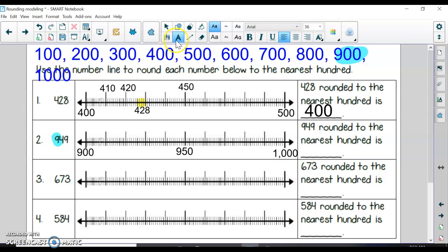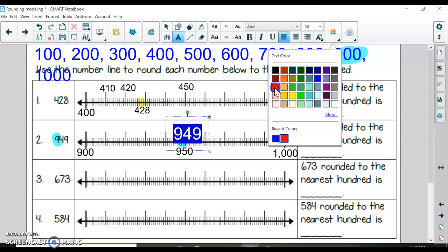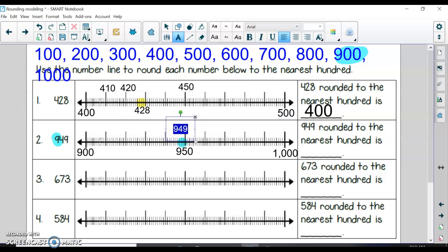super close to 950. Like, it's one digit away, one away. So I'm going to plot that on my number line as best as I can, right about there. That is where my 949 would be. Label that right above. Okay, my 949 is right about there.